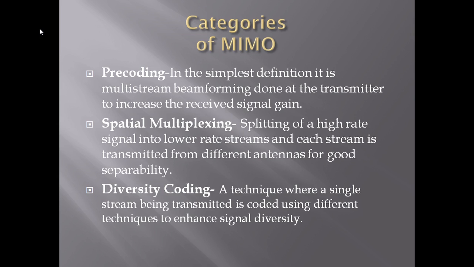The different categories of the MIMO system are precoding: a beamforming technique that is used to increase the gain of the received signal by adding the signals from different antennas constructively and thus reducing the multipath fading effect. Spatial multiplexing is a powerful technique where a high rate signal is divided into multiple lower rate signals. Diversity coding is a technique where a single stream being transmitted is coded using different techniques to enhance signal diversity.